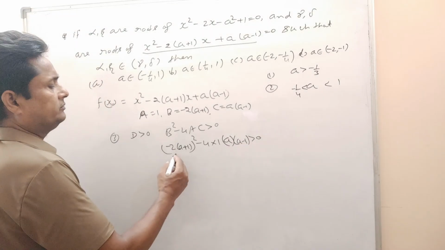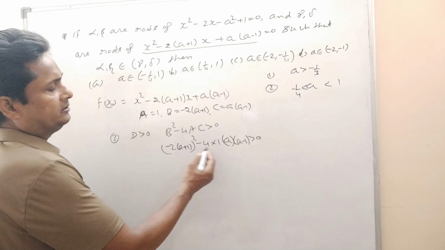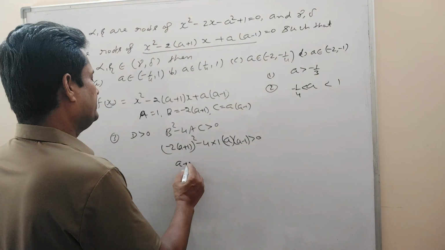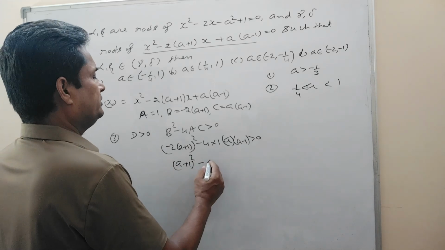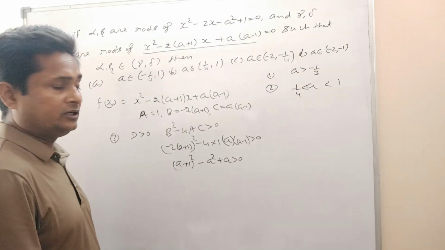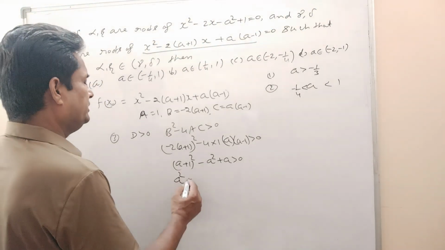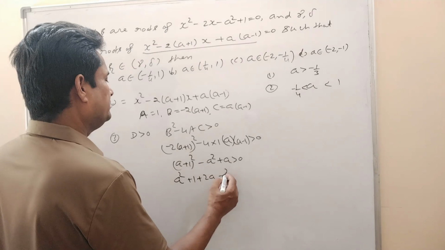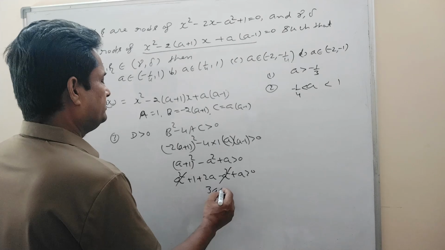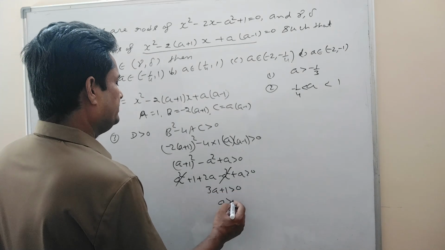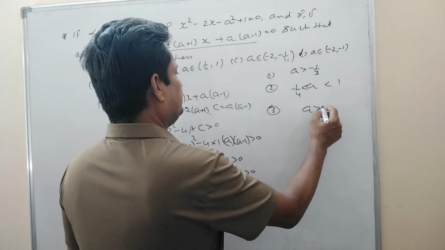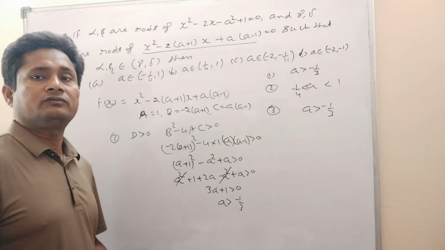So if you expand this one, 4 will come from here and also from here. Divide by 4, it will be a plus 1 whole square minus a square plus a greater than 0. Now expand this one. So it will be a square plus 1 plus twice a minus a square plus a greater than 0. This cancels out. So it is coming 3a plus 1 greater than 0. That means a is greater than minus 1 by 3. So from third one, it is coming a is greater than minus 1 by 3.